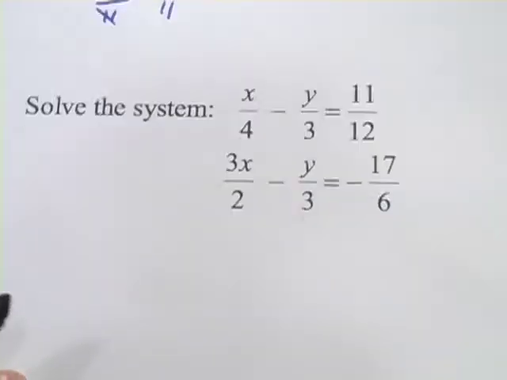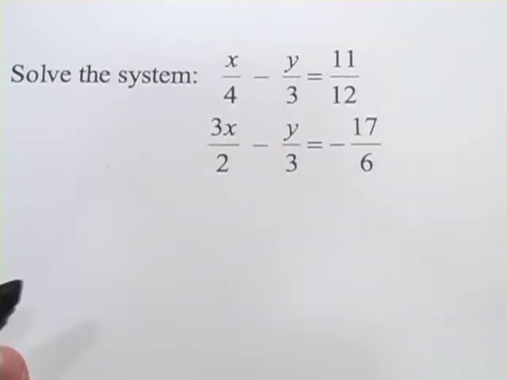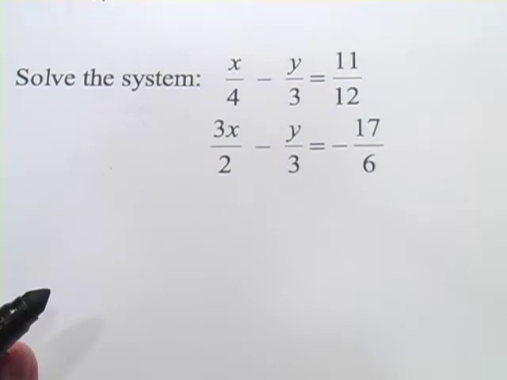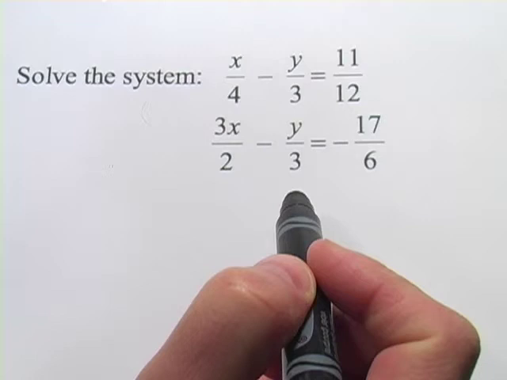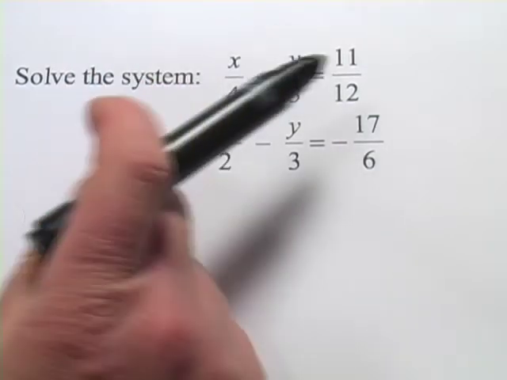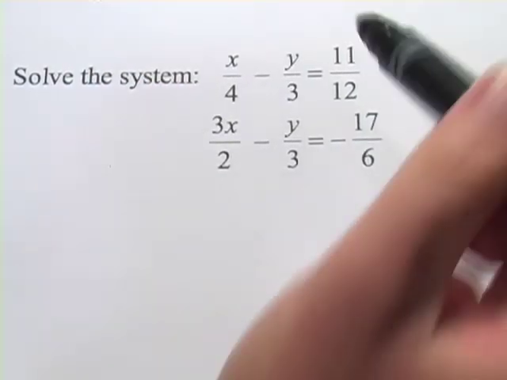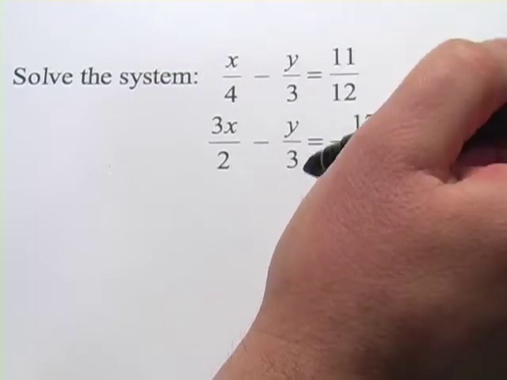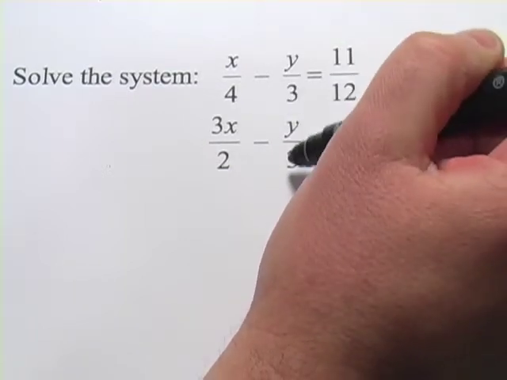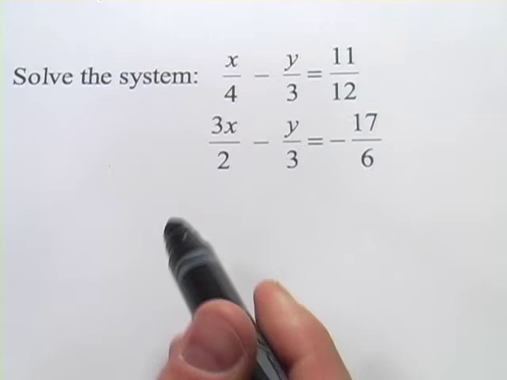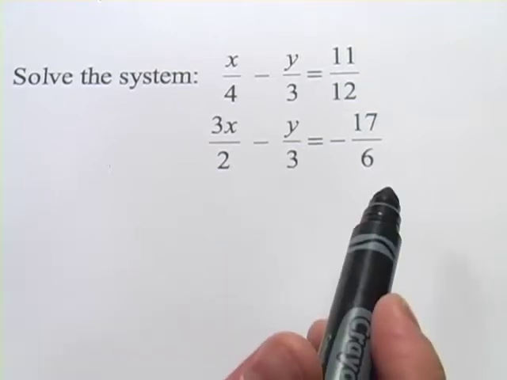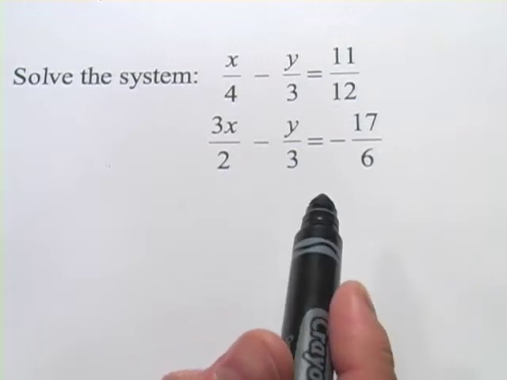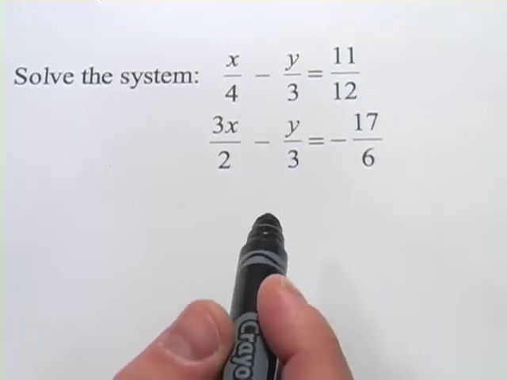All right, let's look at a slightly trickier one here. It's got some fractions, but that won't slow us down. One thing to notice here, they want us to solve the whole system, so we're going to find x and y. One thing I notice right off is that I've got y terms that are basically the same, -y/3 and -y/3. If I simply make one of these a positive y/3, when I add them together, boom, the y's will disappear. So I think that's the route I'm going to take.